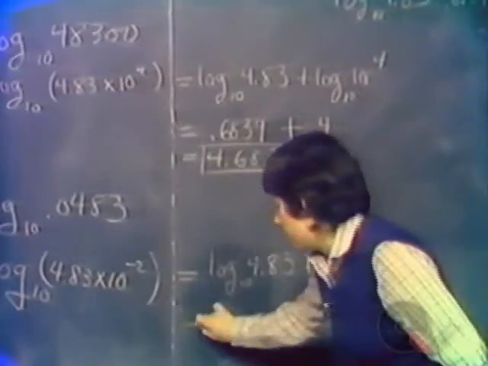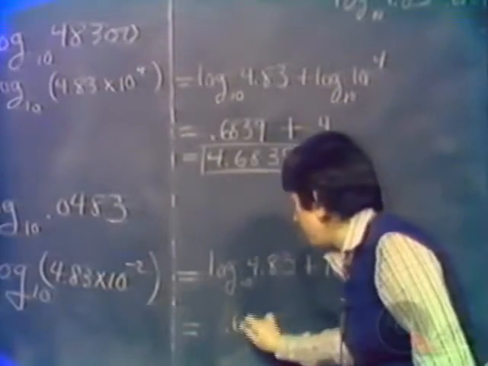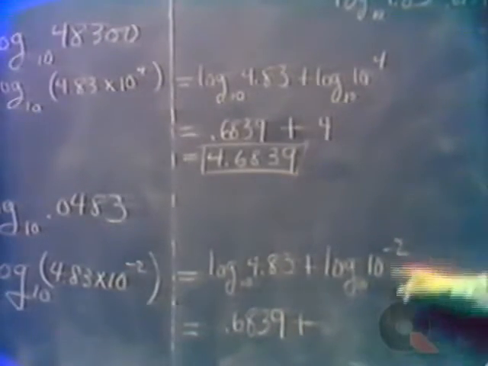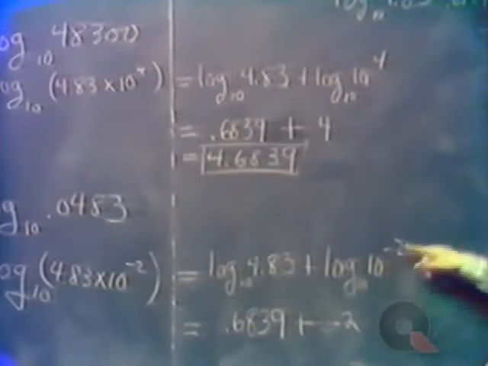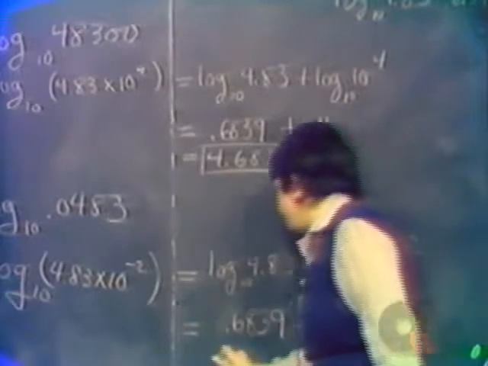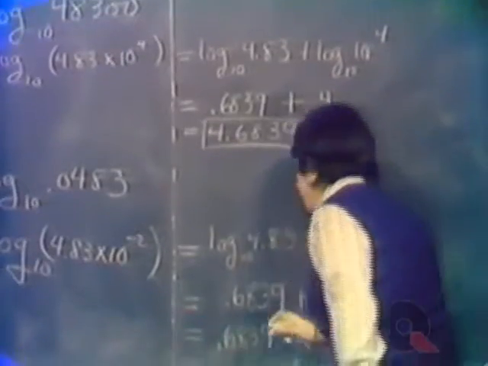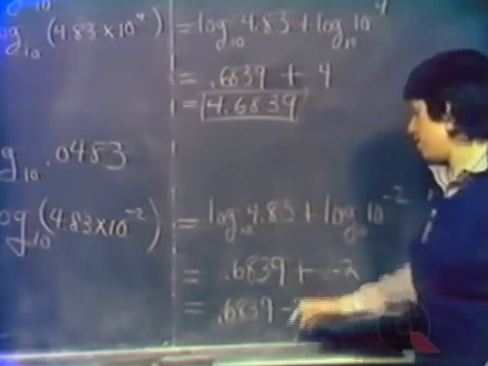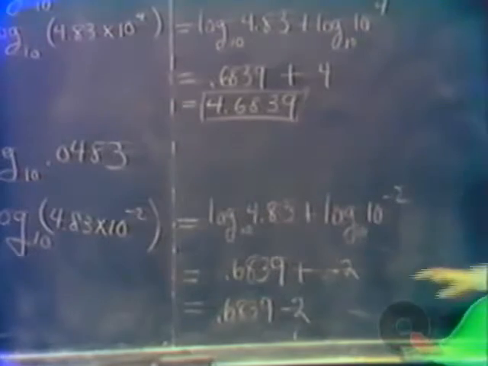Now, 4.83, we know from our table, the log of that is 0.6839. The log of 10 to the minus 2 to the base 10 would simply be minus 2. Minus 2 is the power that you'd have to raise 10 to get 10 to the minus 2 power. Okay, so you can write 0.6839 minus 2. If you're using a calculator to find the value, the calculator would give you the answer as actually minus 2 plus 0.6839. It would come out to be minus 1.3161.